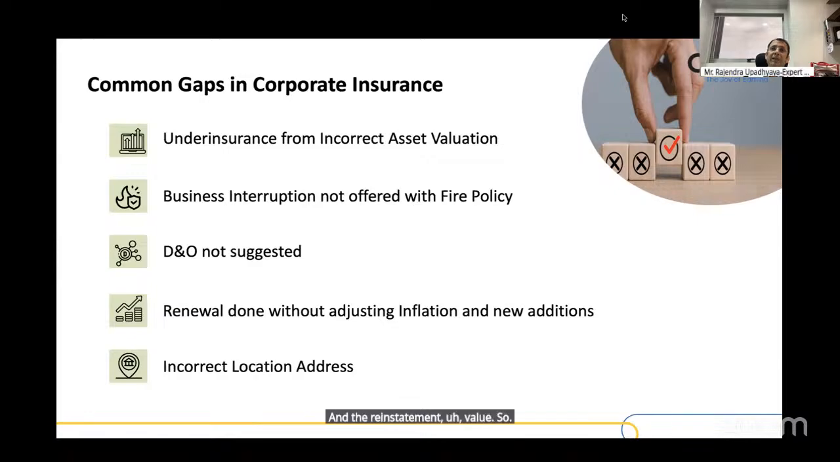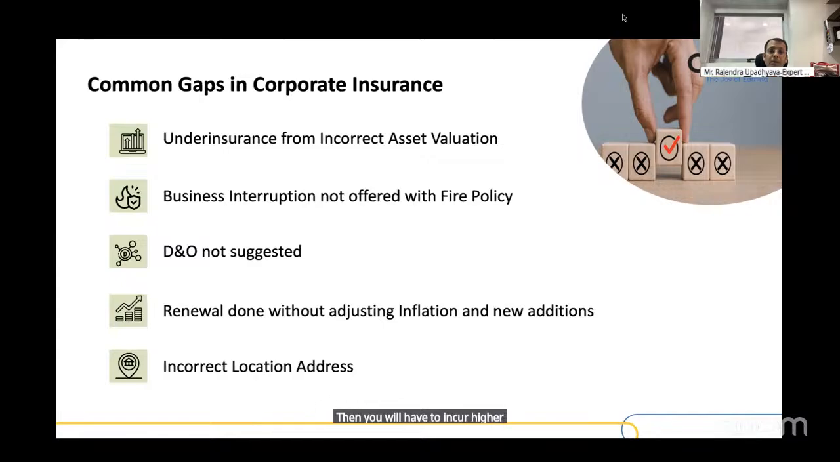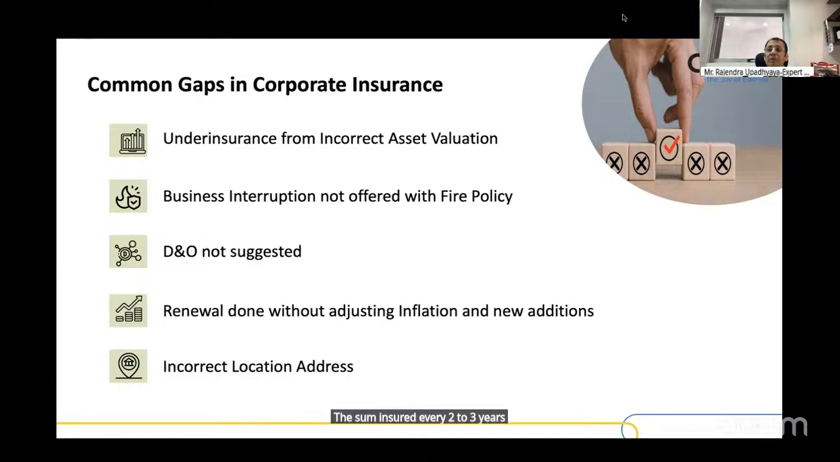Let me clarify what reinstatement is. Suppose your assets keep increasing in price. While on one side you will feel that your assets are getting depreciated, if you want to replace the same asset with an alternate in the event of a loss, you will have to incur a higher cost every year because of inflation. So those adjustments always have to be made in the sum insured, and therefore it is very important to review the sum insured every 2 to 3 years for every company.